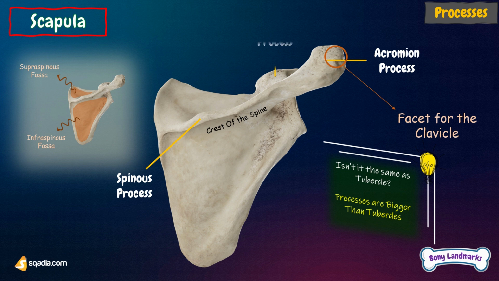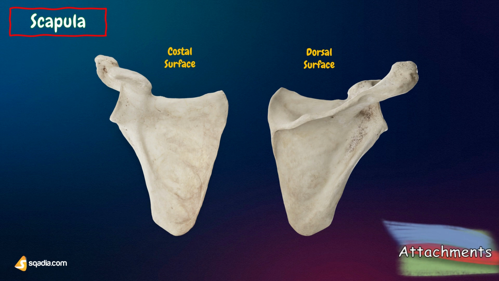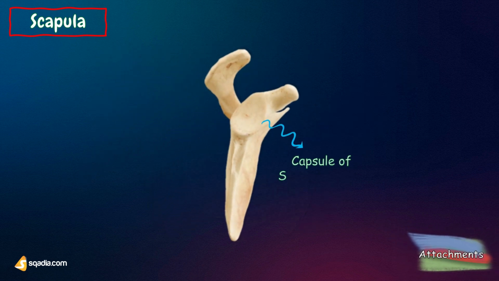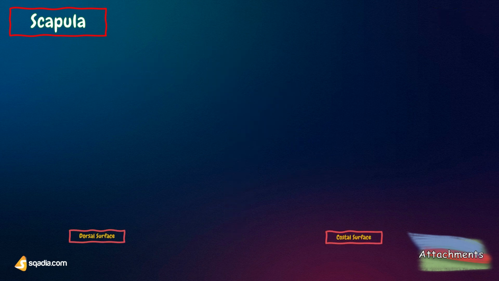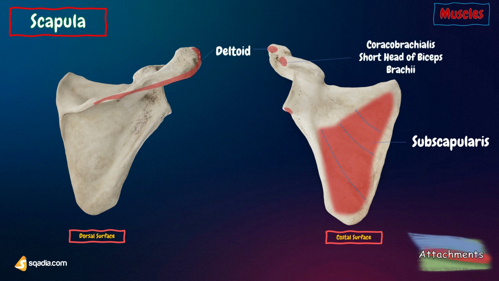As for the muscular attachments, as you can see, we have 2 capsules. Capsule of the shoulder joint, capsule of the acromioclavicular joint. As for the muscles, many muscles originate from the costal and dorsal surfaces of the scapula. The muscles that originate from the costal surfaces are subscapularis, deltoid, coracobrachialis, long head of triceps and biceps brachii, and omohyoid.